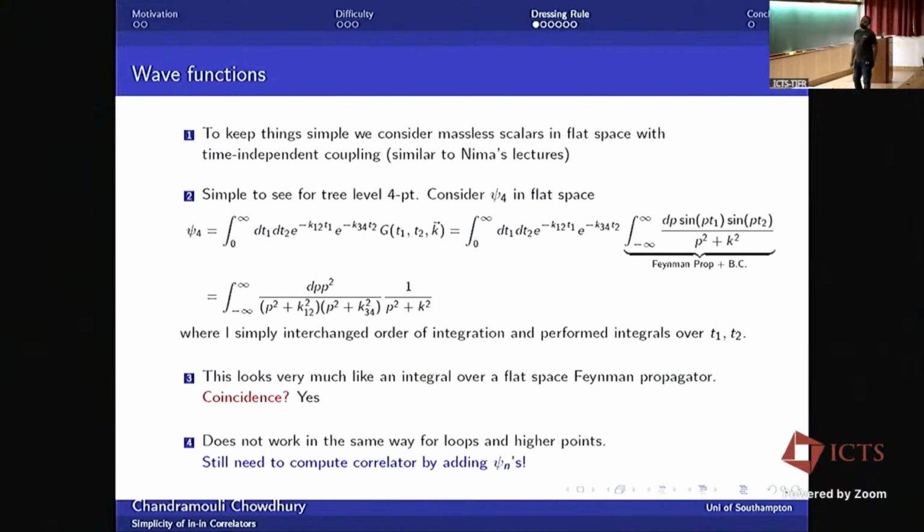And was this a coincidence? Turns out in this case it's yes. This was indeed a coincidence. And the structure doesn't quite work in the same way for higher points and loops. And plus, again, this is still the wave function. You again need to compute the in-in correlator.